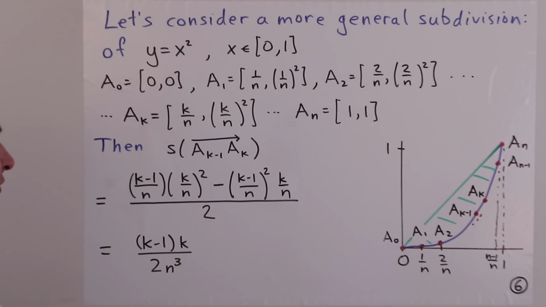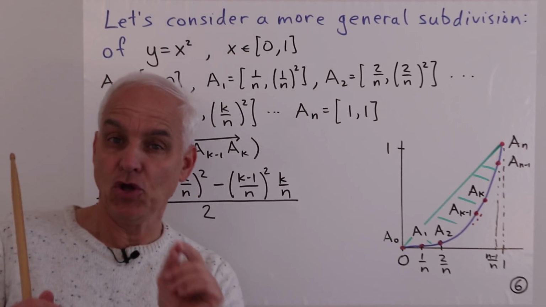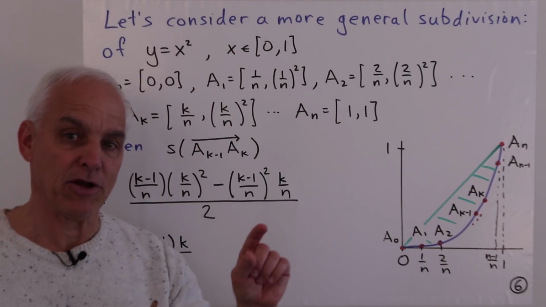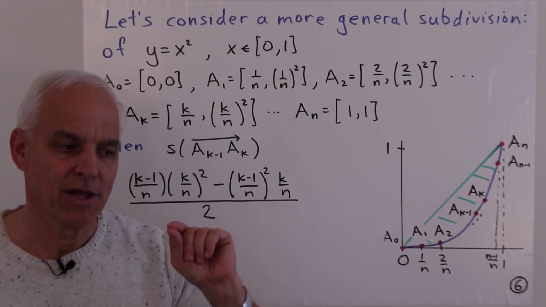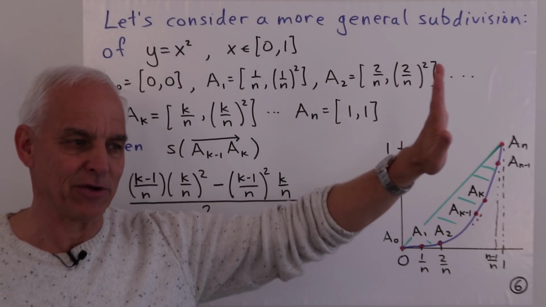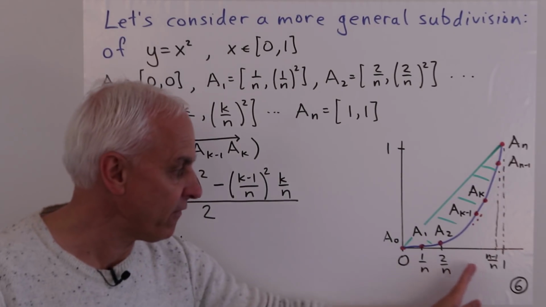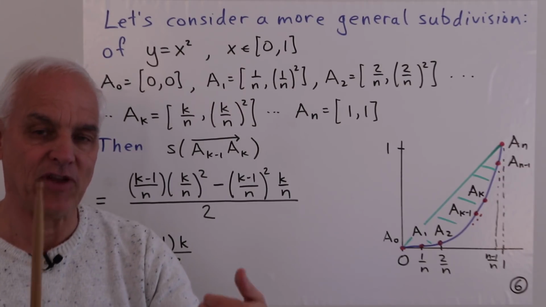Okay, so what happens? Well, there's some common factors. There's an n and there's an n squared here. There's an n squared and there's n, so there's a common factor of n cubed in the denominator. In the numerator, we have a k minus 1 times a k as a common factor, and we get the same kind of thing as we did before. Here there's a k extra, and here there's a k minus 1 extra, so we get k minus 1 times k over 2n cubed. That's the value of the signed area of one of these little oriented edges. So it's a lot like what we got in that first calculation, but now there's an n cubed also in the bottom. n is the number of intervals that we're assuming we've subdivided 0, 1 into.